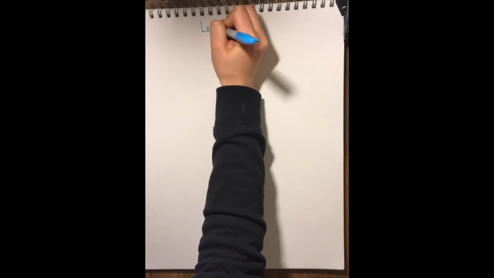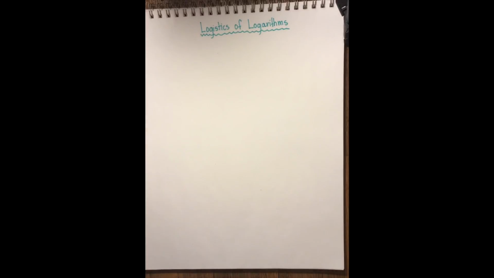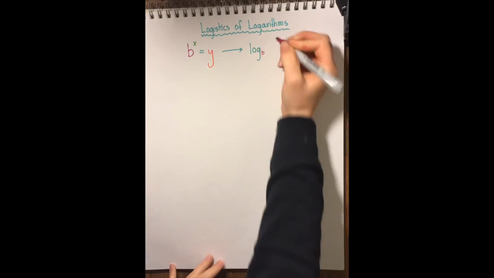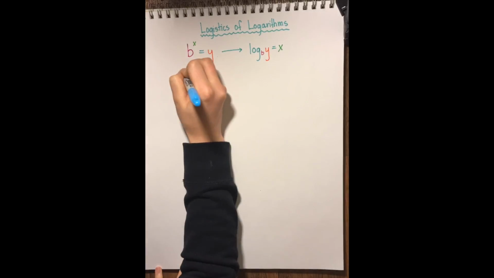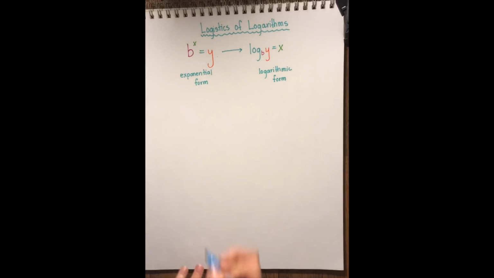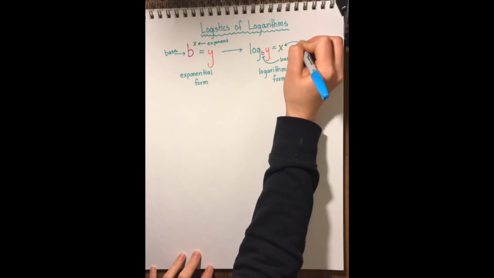Let's look at the logistics of logarithms. We'll start with the familiar exponential form, b to the x equals y. When translated into logarithmic form, it looks like log base b of y equals x. The corresponding colors show where each piece is in exponential form and then how it translates to logarithmic form.